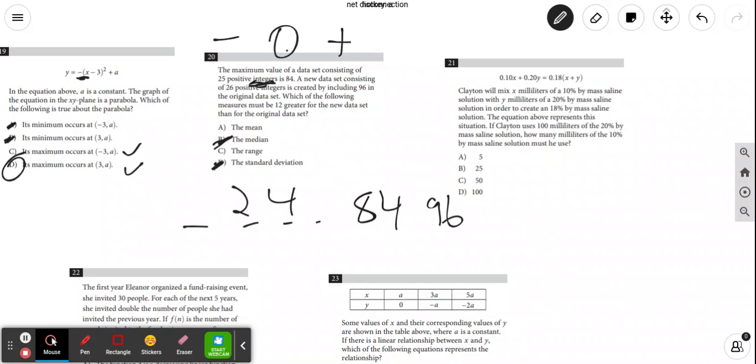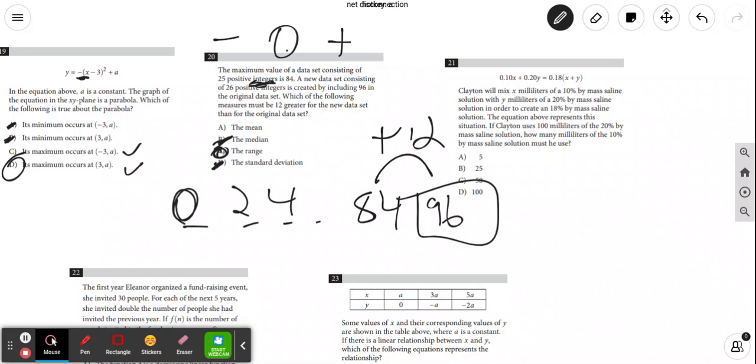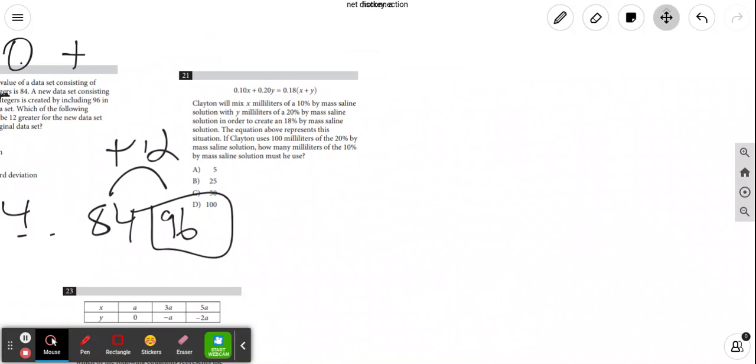The mean is going to change, but it's not going to change by 12 just because of the addition of the 96. The answer is C. That makes sense because this is 12 greater. The range would have been 84, but now with 96, the range would be 96, which is plus 12. And this number doesn't change, so it doesn't really matter.